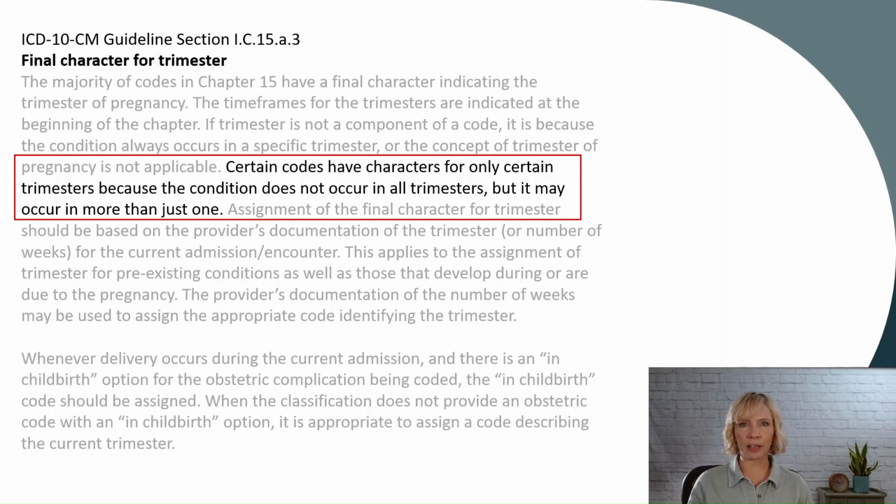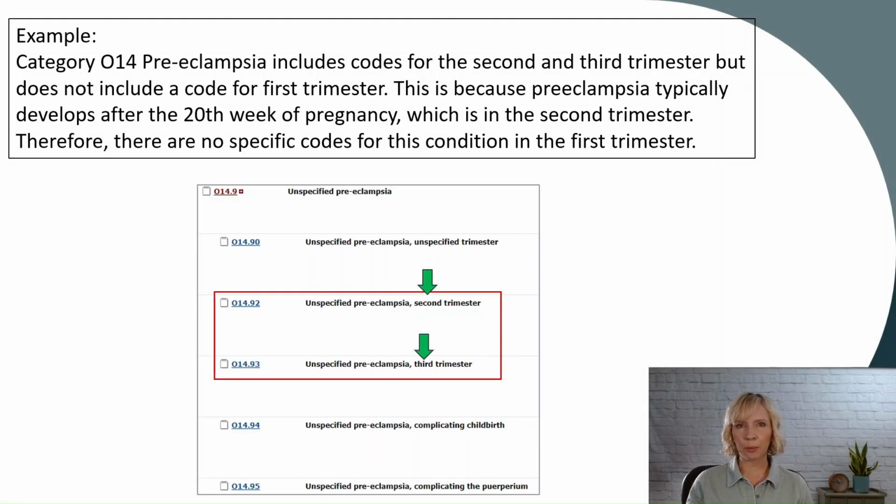Additionally, certain obstetric codes may not include options for all 3 trimesters, instead offering codes that cover only 1 or 2 trimesters. This is due to the fact that certain conditions may not manifest in all trimesters, therefore only the trimesters in which they can occur are provided. For example, preeclampsia typically develops after the 20th week of pregnancy. Therefore, there are no specific codes for this condition in the first trimester, which is less than 14 weeks.